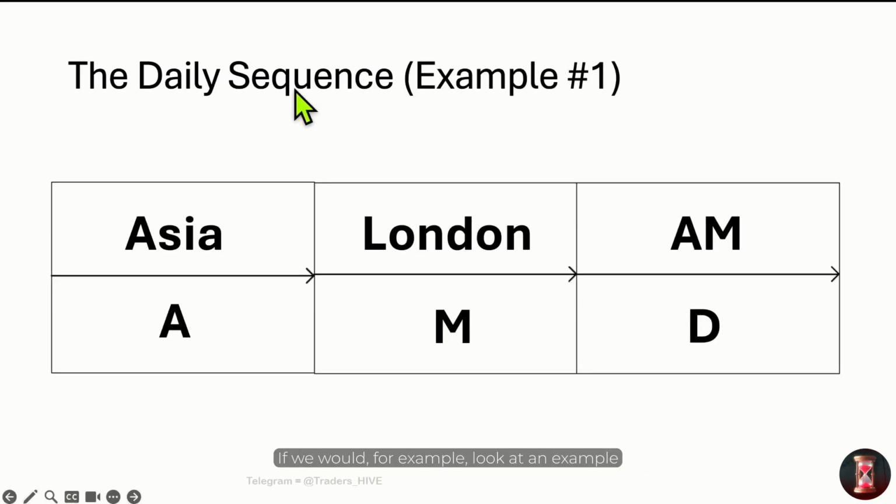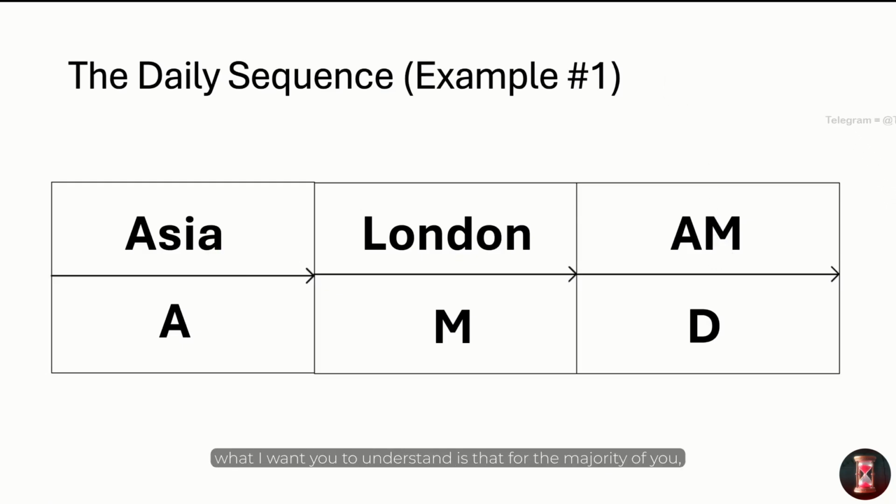If we would, for example, look at an example of the daily sequence, it could look like the following. We see that during the Asia session, accumulation is taking place. During the London session, manipulation is taking place. And then during the morning session, we can see distribution taking place. This is AMD through the lens of Asia till New York morning session.